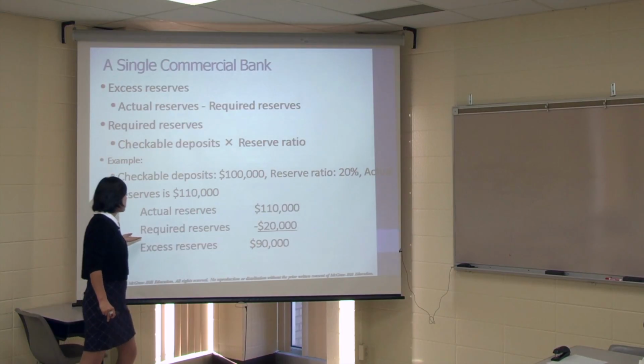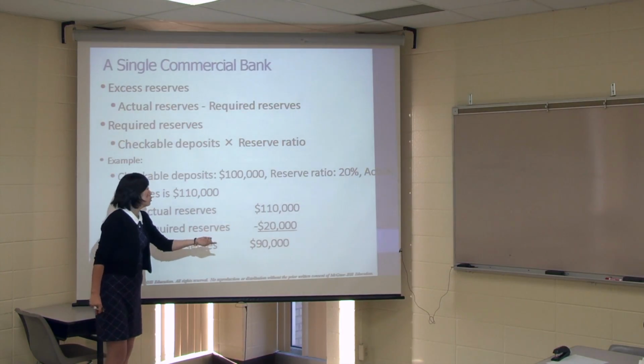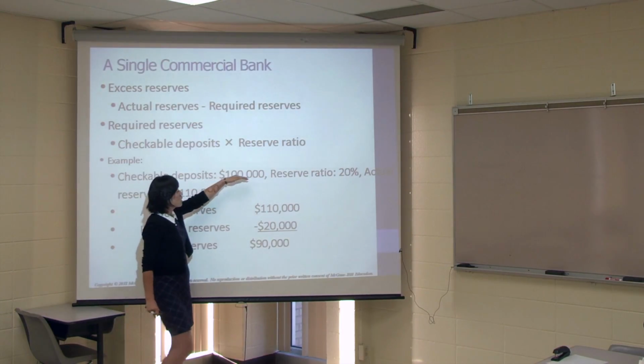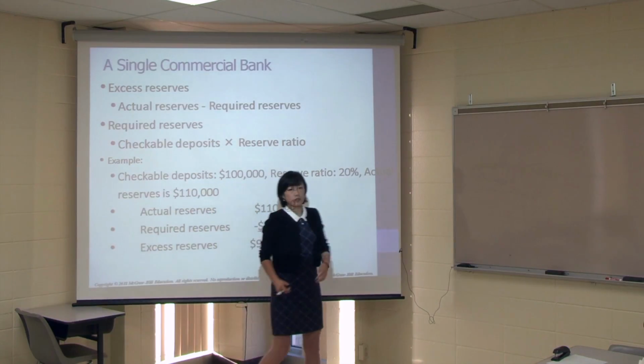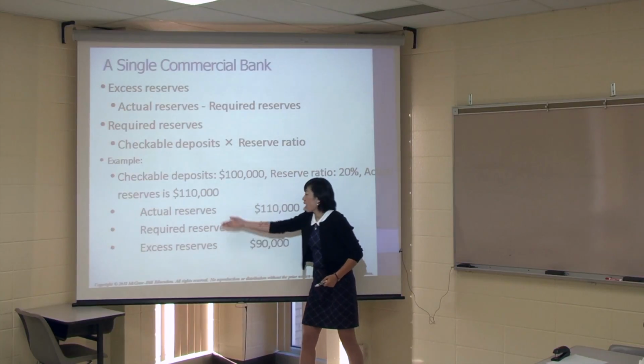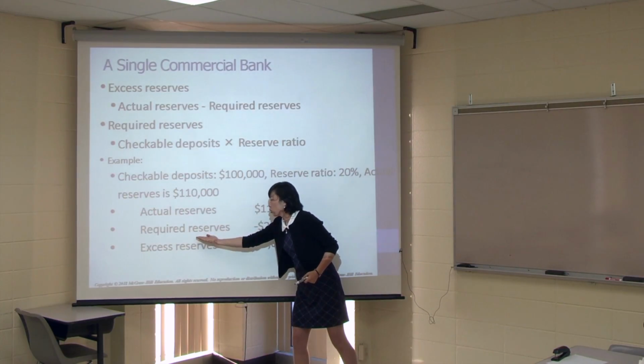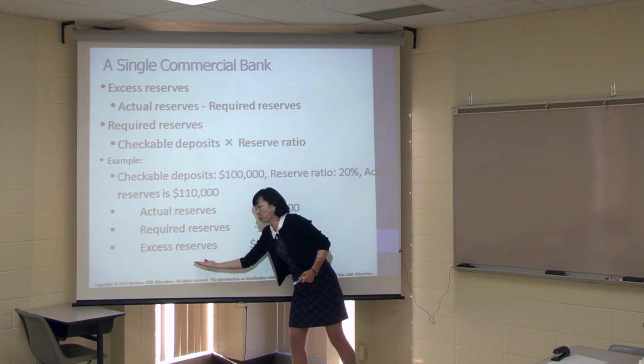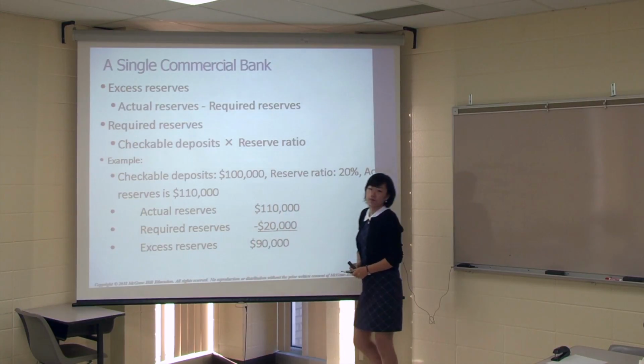Now here you just need to understand a few things. How do we calculate required reserve? We use the checkable deposit times the reserve ratio. How do we calculate excess reserve? We use the total reserve, subtract the required reserve. The difference will be excess reserves.